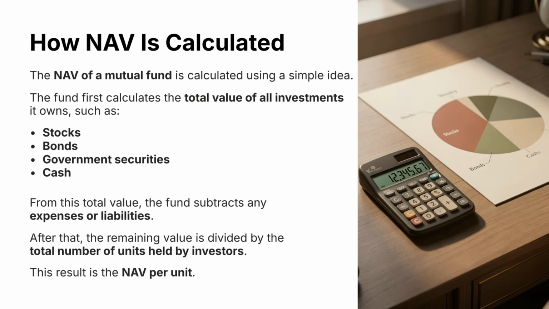Now we will see how NAV is calculated. The NAV of a mutual fund is calculated using a simple idea. The fund first calculates the total value of all the investments the fund owns, such as stocks, bonds, government securities, and cash. From this total value, the fund subtracts any expenses or liabilities. After that, the remaining value is divided by the total number of units held by the investors. The result is the NAV per unit.